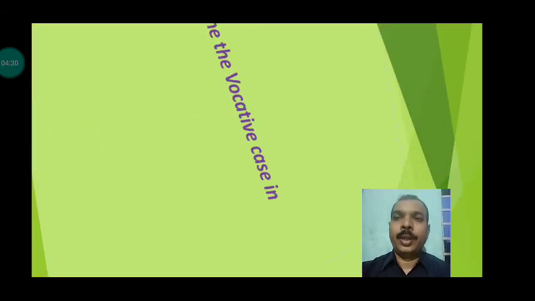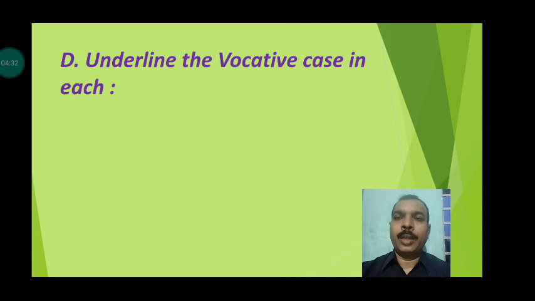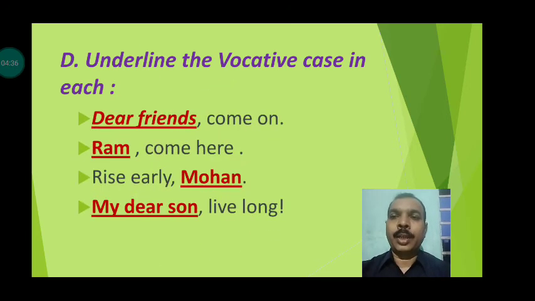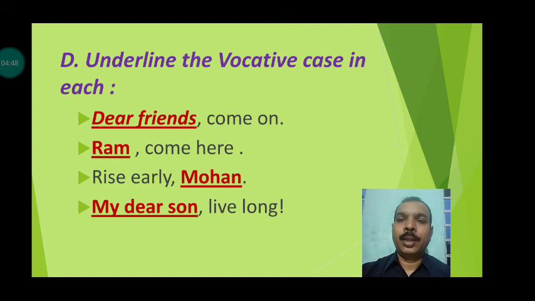And D. Underline the vocative case in each. Vocative case addresses someone or calls someone. Dear friends, come on. Answer is dear friends. Ram, come here. In this sentence, Ram.